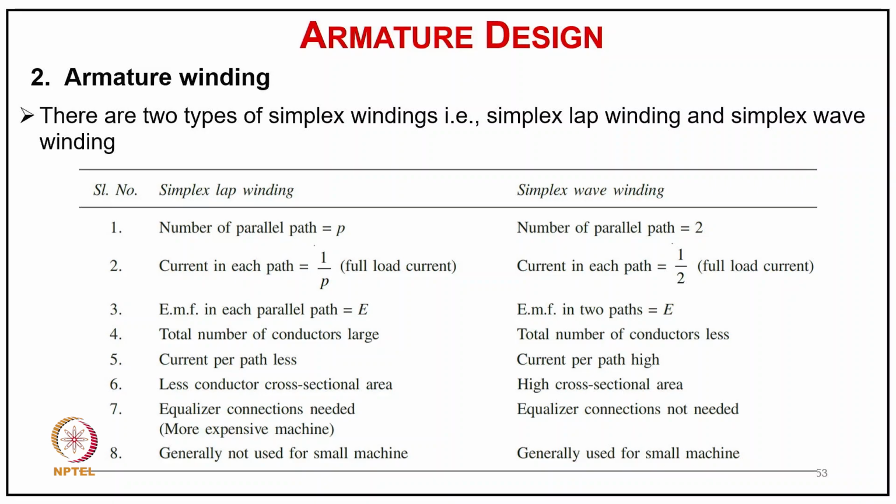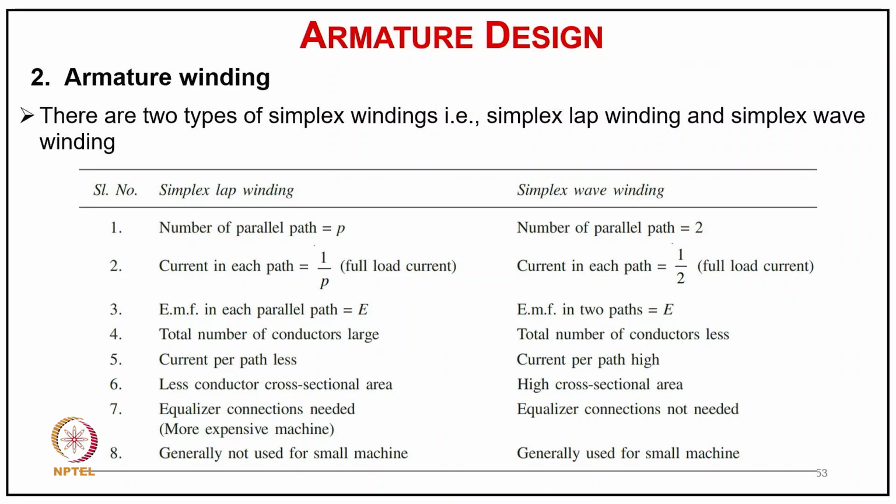In case of simplex lap winding, the number of parallel paths is P. Current in each parallel path is 1 upon P of the load current. EMF is E, the total number of conductors is large, and current per path is small, so conductor cross section area is less. Equalizer connections are needed, it is a more expensive machine, and generally not used for a small machine.